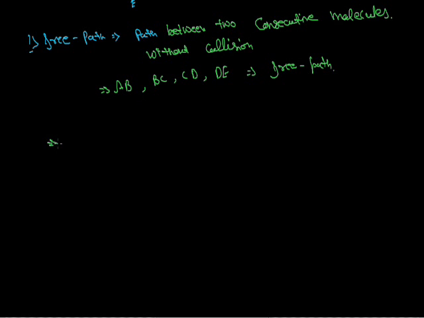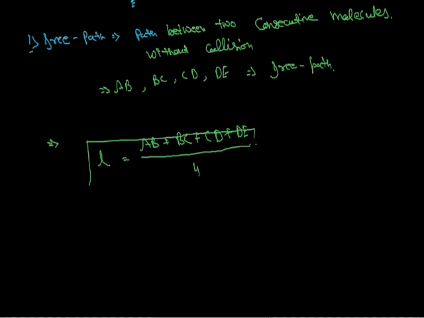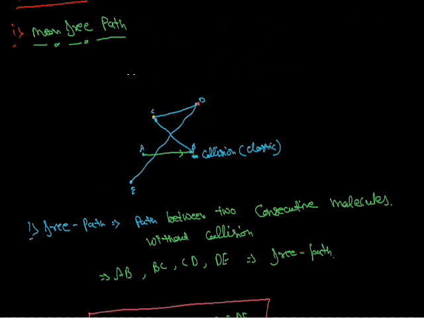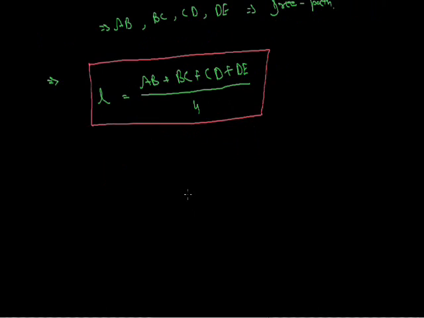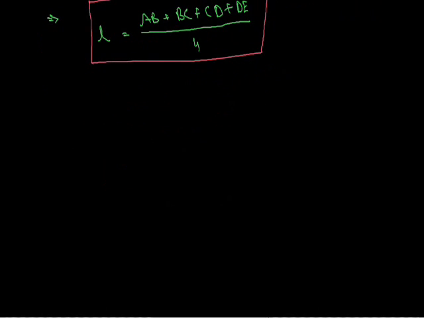Now we have to define the mean free path. Add all these free paths and take the mean of this, that is known as mean free path. AB plus BC plus CD plus DE divided by how much? 1, 2, 3, 4, four quantities, that is equal to L. This is known as mean free path. This is the basic definition for mean free path: the free path between two successive collisions, or between two consecutive molecules without collision, that is, how much path they can travel. So this is the basic definition.